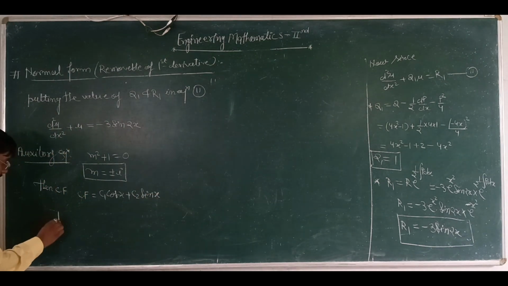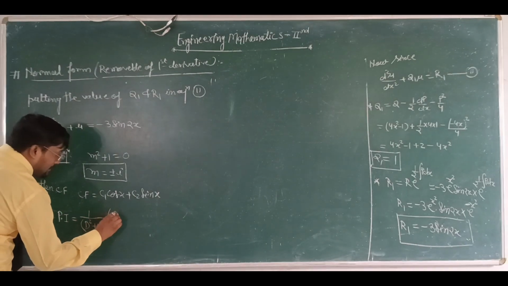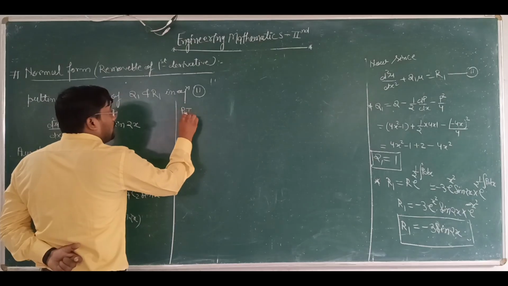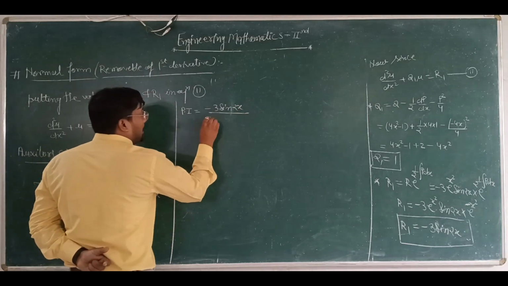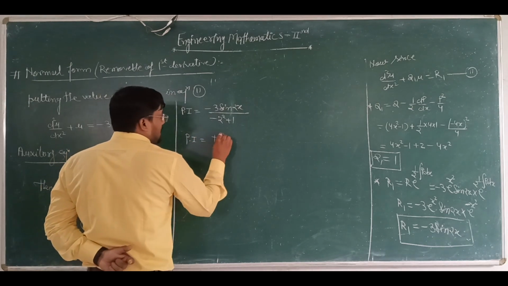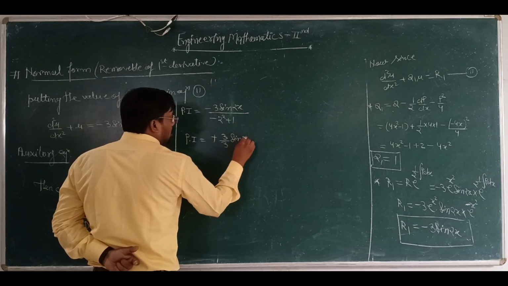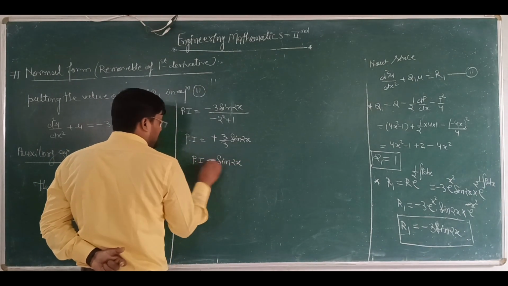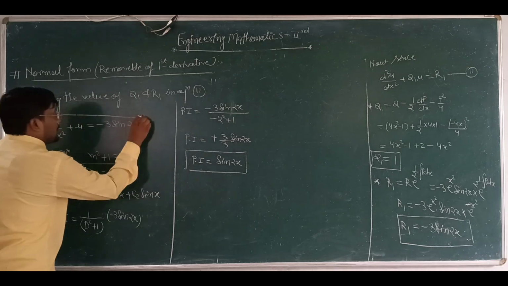Now, the particular integral of this equation, you can write PI = 1/(D² + 1) (−3 sin 2x), or simply PI = −3 sin 2x upon (−2² + 1), or PI = +3/3 sin 2x, or you can write PI = sin 2x. This is equation number 4.